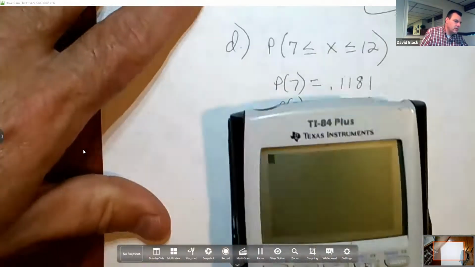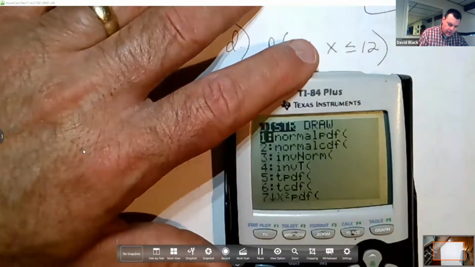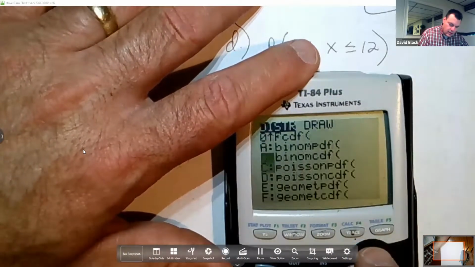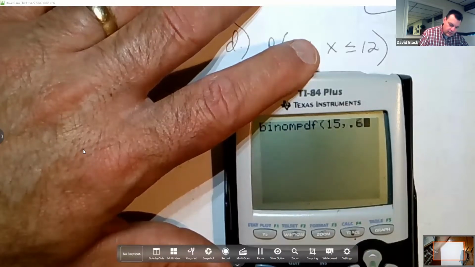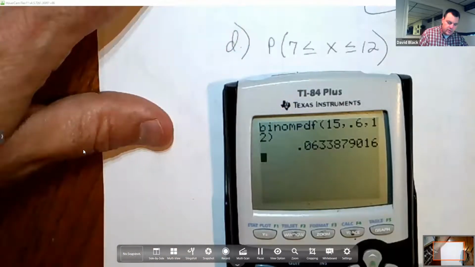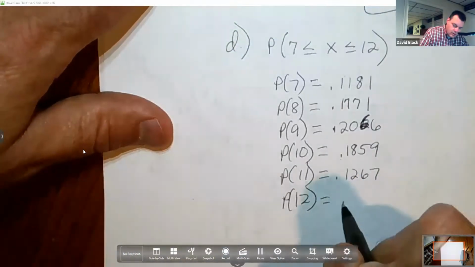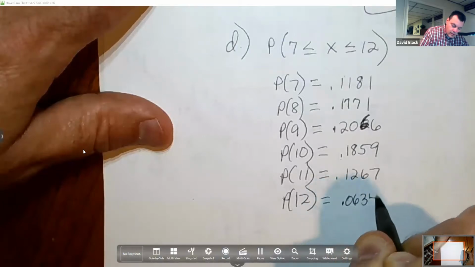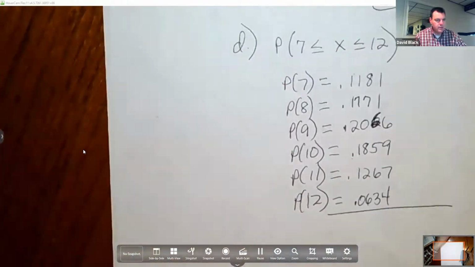Okay, and then last call on 12. Maybe I can knock that one out here real quick. Let's see here. Find binomial PDF, we're choosing from 15, we're using 0.6, and we're doing 12, and I got 0.0634. Okay, so there are all 6 of those probabilities individually.